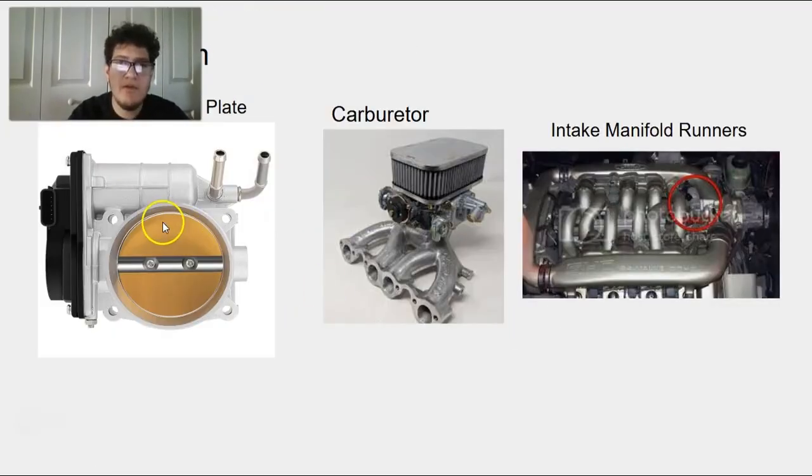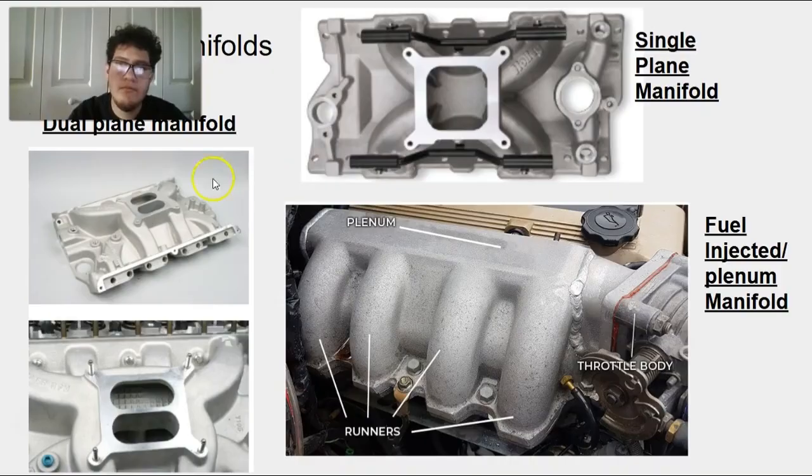Right here we have a picture of the throttle body or throttle plate, the carburetor, and right here you can see the intake manifold runners. Here is a single plane manifold, a dual plane manifold, and a better angle of the inside. And then here is a modern manifold. You can see the plenum, runners, and throttle body.